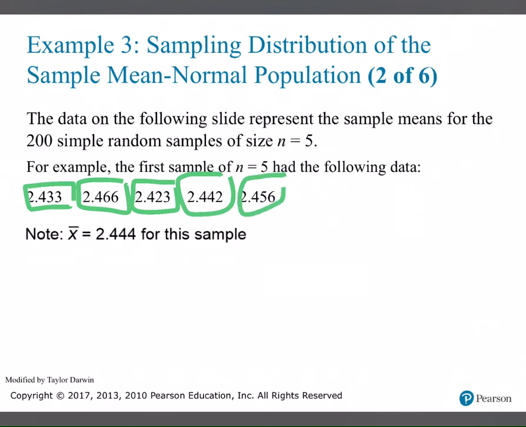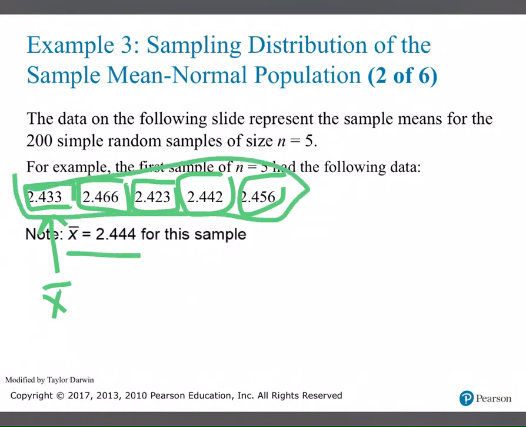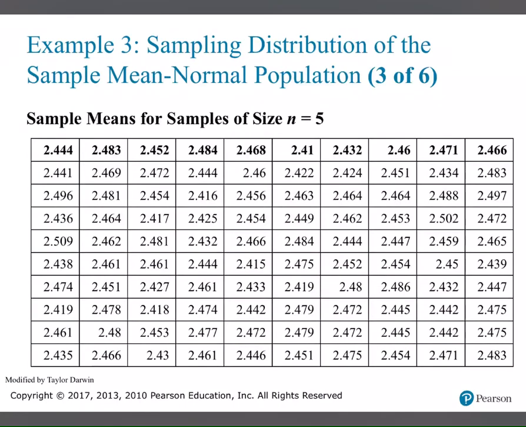These are all X bars. They all represent X bars. And then if I average all of these together, I get a new X bar. So I'm basically taking an average of an average. So let's say I have all of these values.